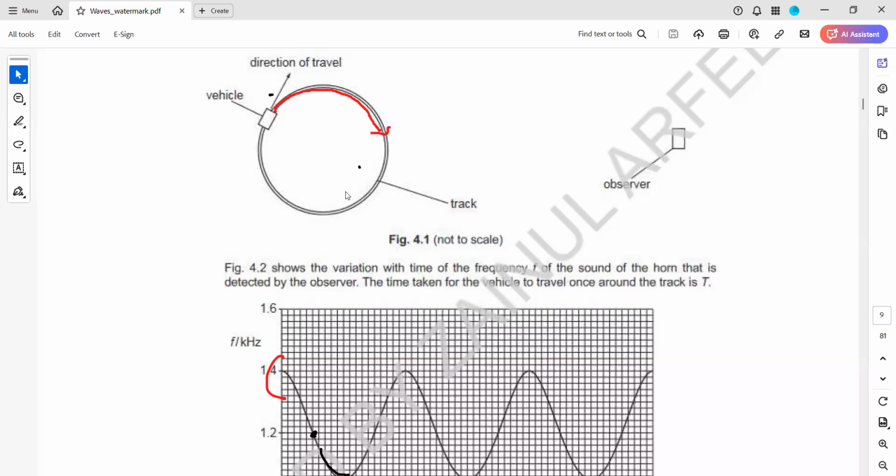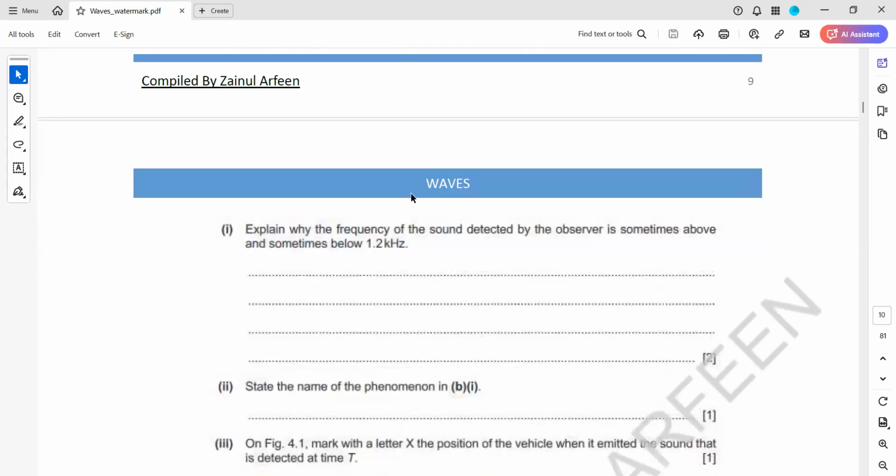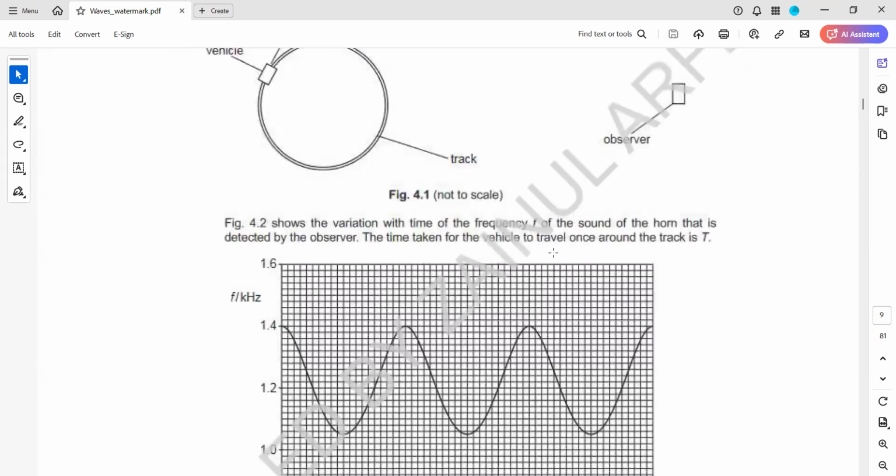And when it is moving away, the frequency is less than what is emitted out. Receiver frequency is different. Explain why the frequency of a sound detected by the observer is sometimes above and sometimes below 1.2 kilohertz. So what is the reason why we are receiving the frequency sometimes above 1.2 and sometimes below? The frequency of the source is not changing.